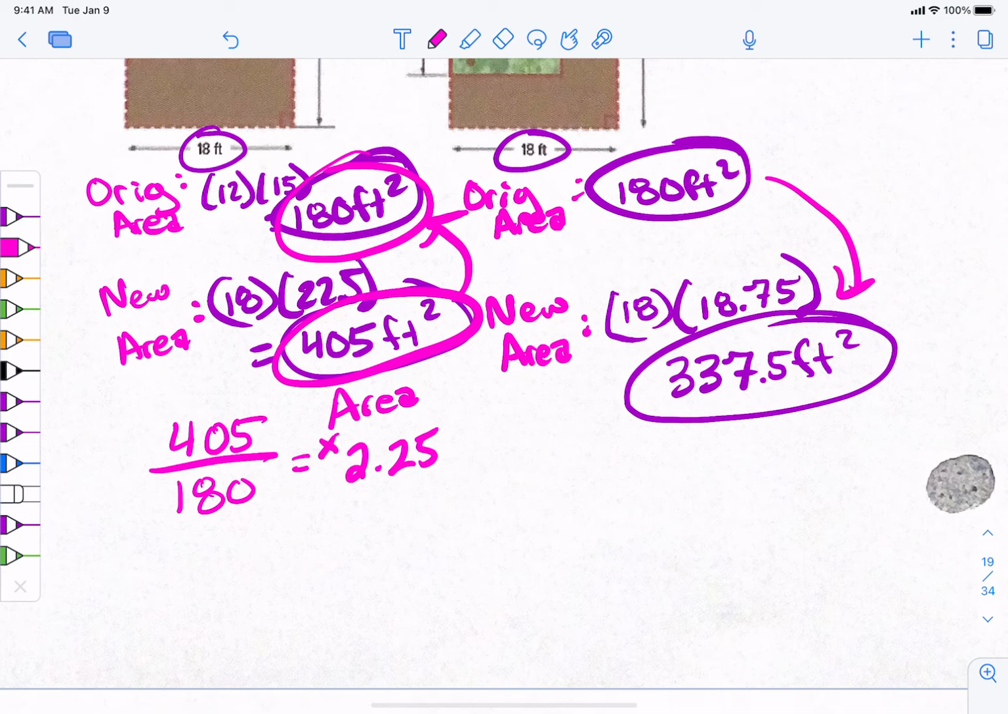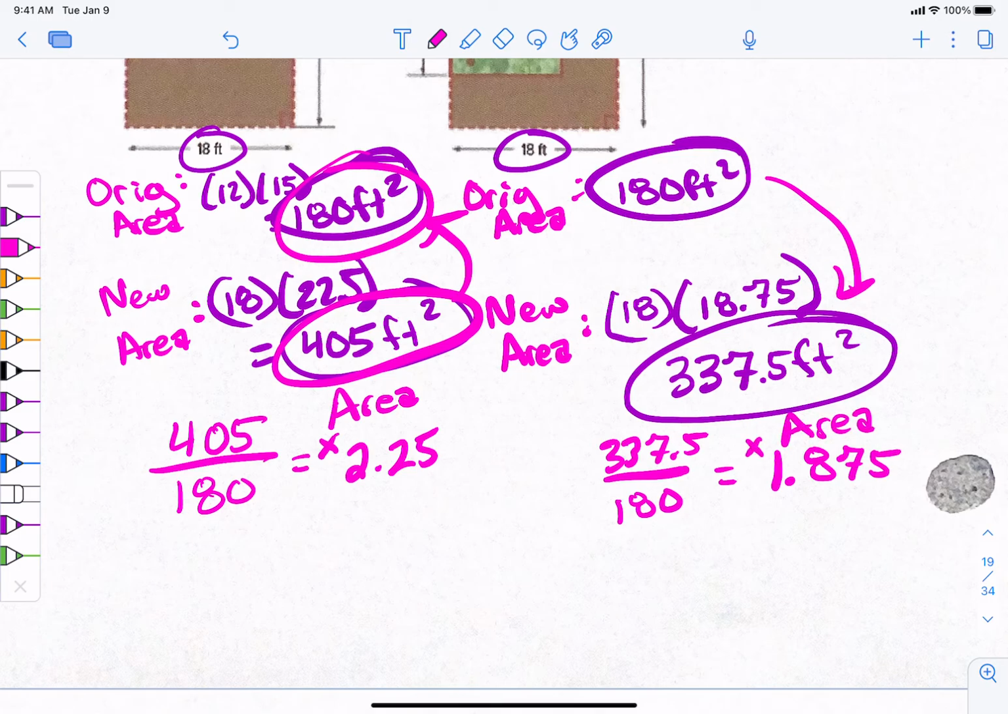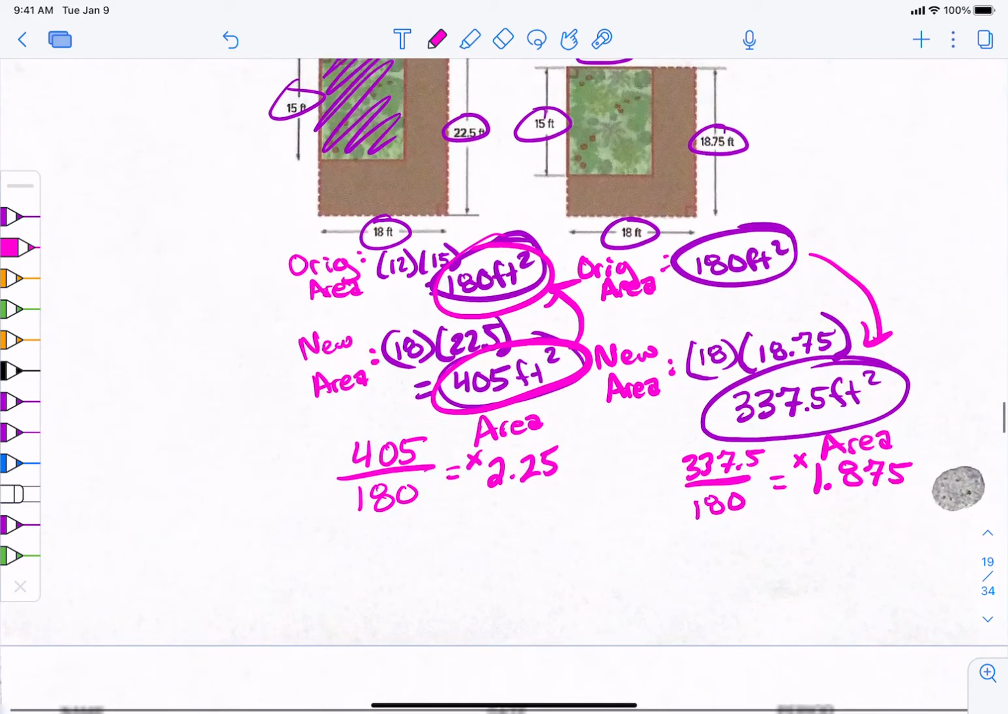Her area is 337.5 divided by 180, which is 1.875. So hers is only 1.875 times the original. It's not really the scale factor, I guess, because it's the area. But he has scaled his area up by a larger amount. Make sense? Okay, that's all.